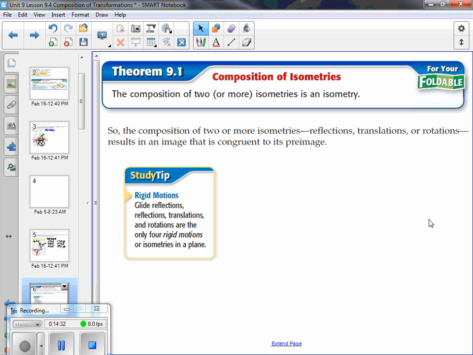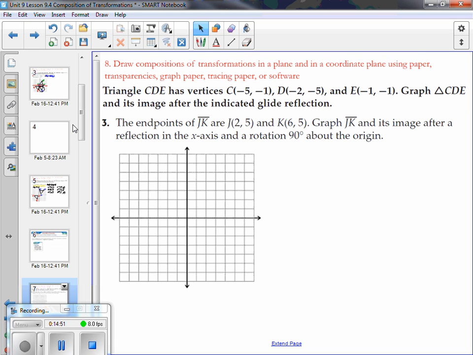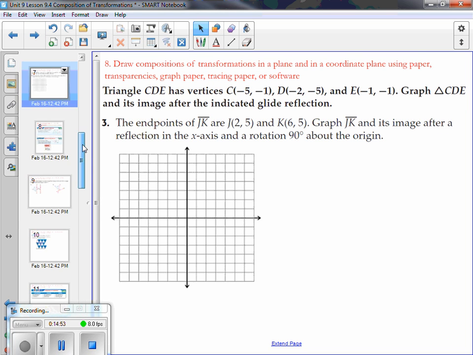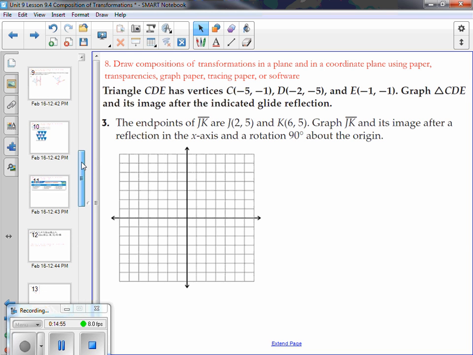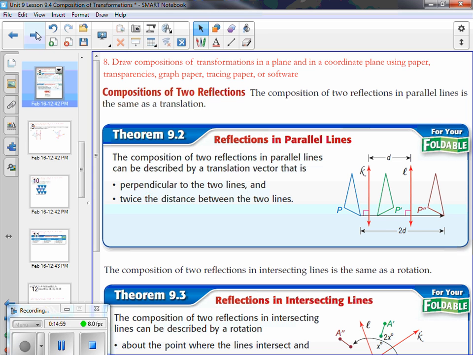Okay? So reflections, translations, rotations, and any combination thereof are called isometries, or they are called rigid motions, or they are called congruence transformations. All right. I think you've got that. I don't think we need to do another one.